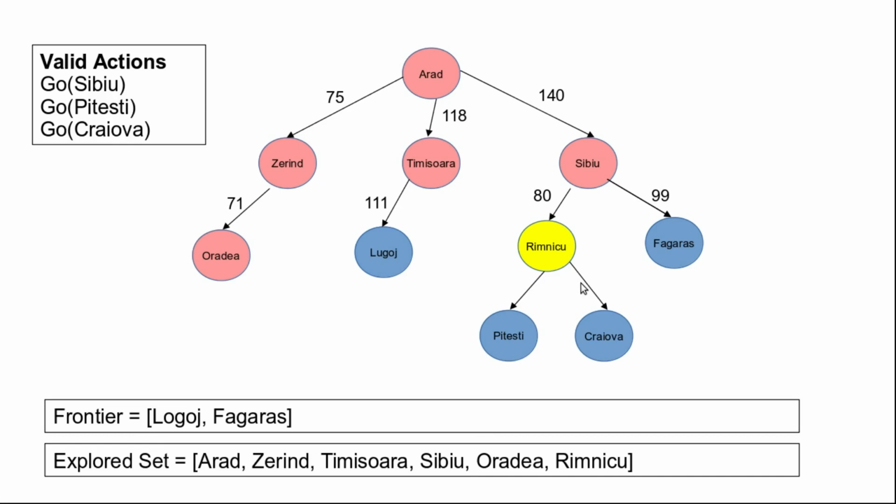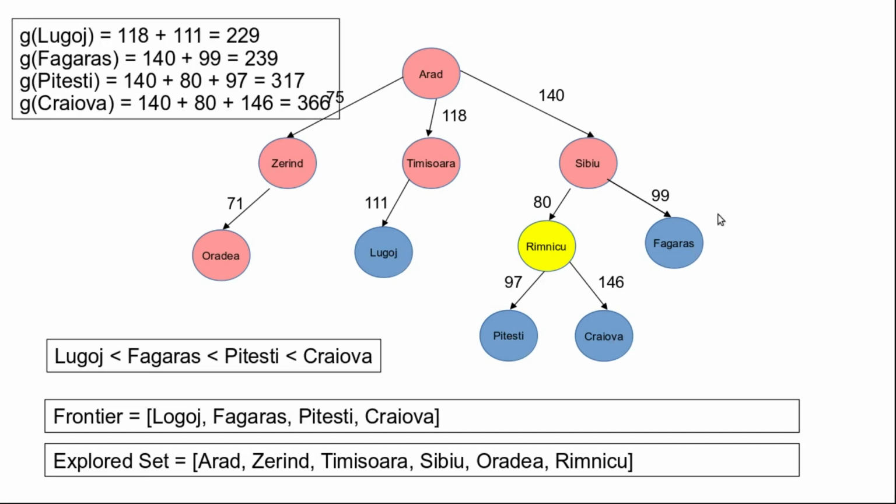And now we need to calculate the g value for the nodes in the frontier list, like Lugos, PTSD, Craiova, and Fagras. And if you calculate the g value, we'll see that the g value for Lugos is 118 plus 111, which is 229. For Fagras, it will be 239. For PTSD, it will be 140 plus 80 plus 97, which is 317. And for Craiova, it will be 140 plus 80 plus 146, which is 366.